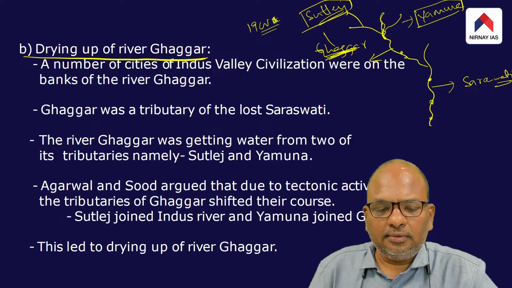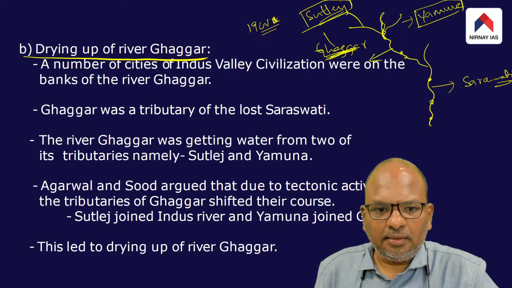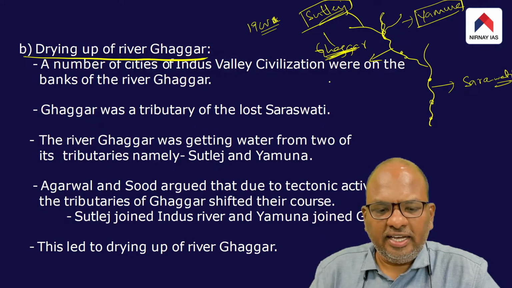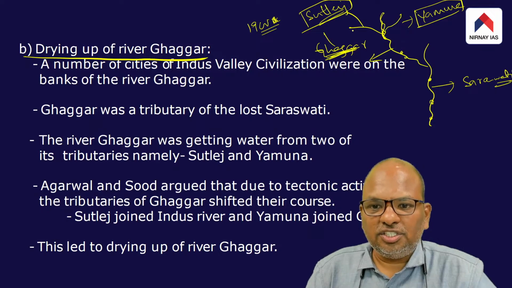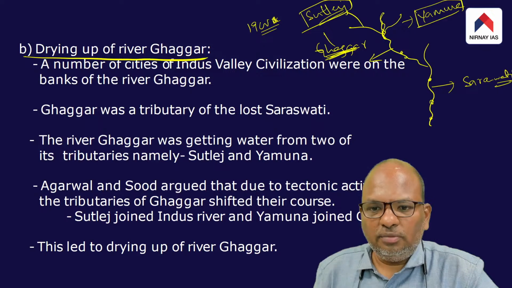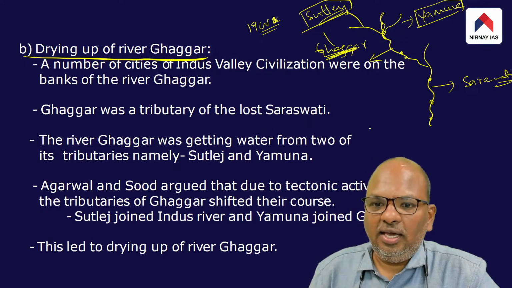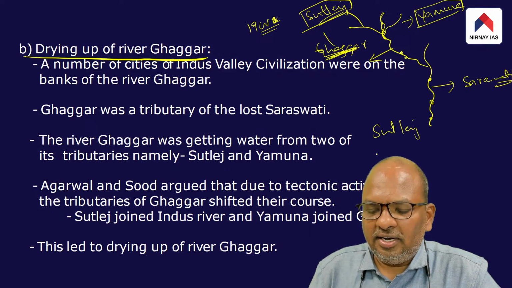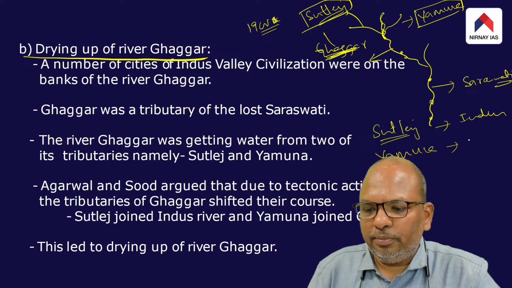So basically, Agarwal and Sood argued that river Ghaggar began to get dried up by about 1900. They argued that river Ghaggar dried up because river Yamuna and river Satluj changed their course and joined some other rivers. Originally Satluj and Yamuna were tributaries of Ghaggar, but by about 1900, both rivers changed their course, became the tributaries of some other rivers. For example, they argued that Yamuna became the tributary of Ganga.